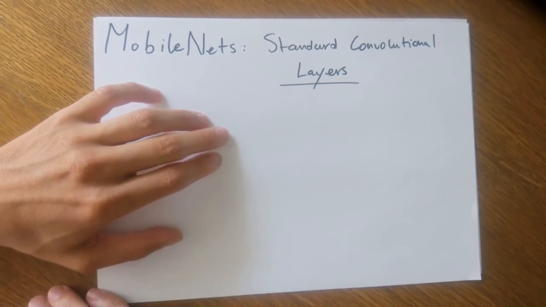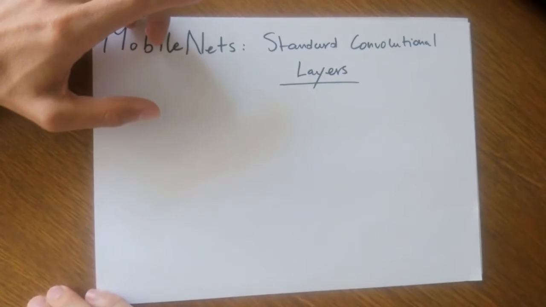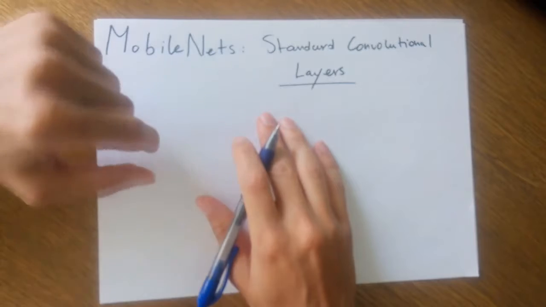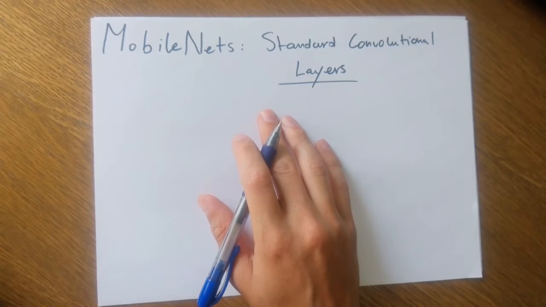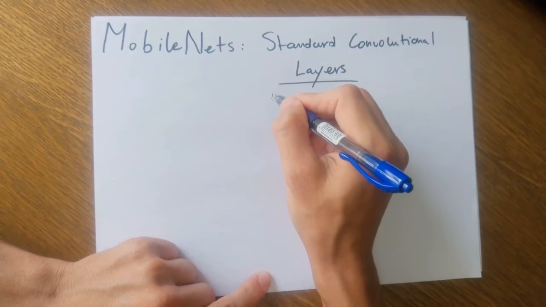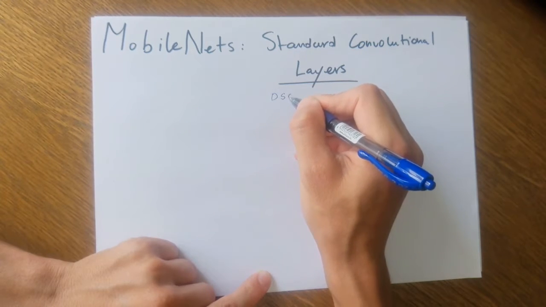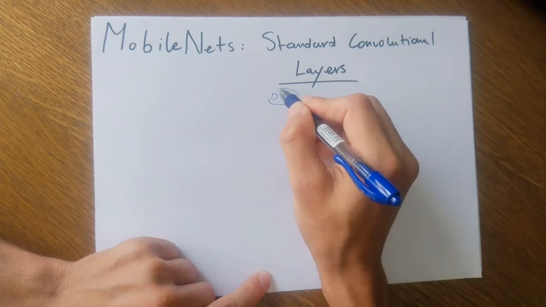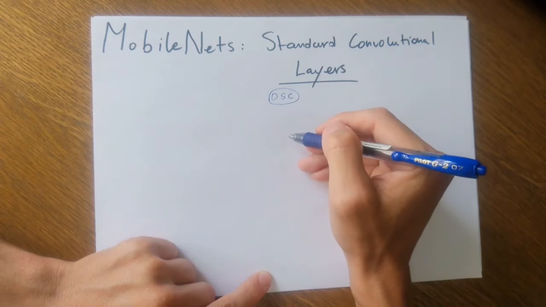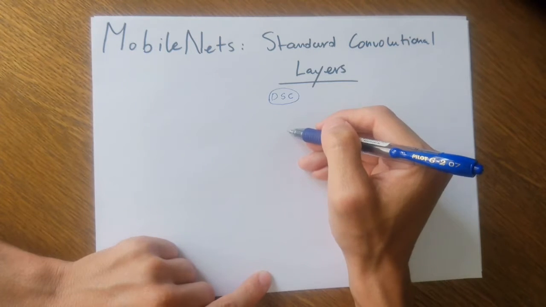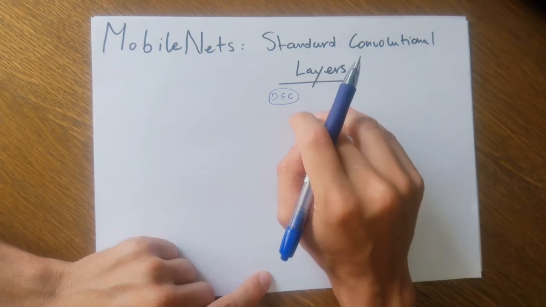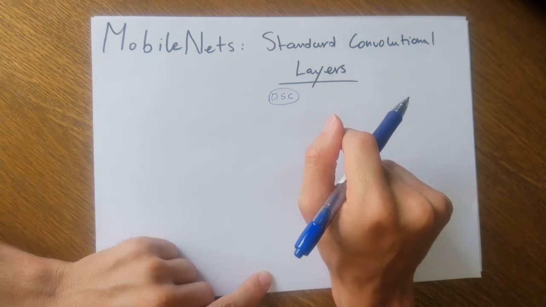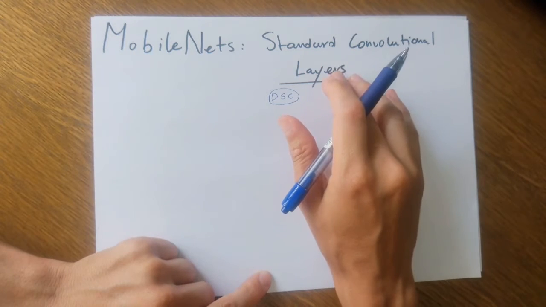Hello everyone. One of the most important building blocks in MobileNets, in both MobileNet version 1 as well as in the second version, is something called the depth-wise separable convolutional layer. This depth-wise separable convolutional layer is very important and makes MobileNets very fast. But before explaining how such building blocks work, it is necessary to review the standard convolutional layers.